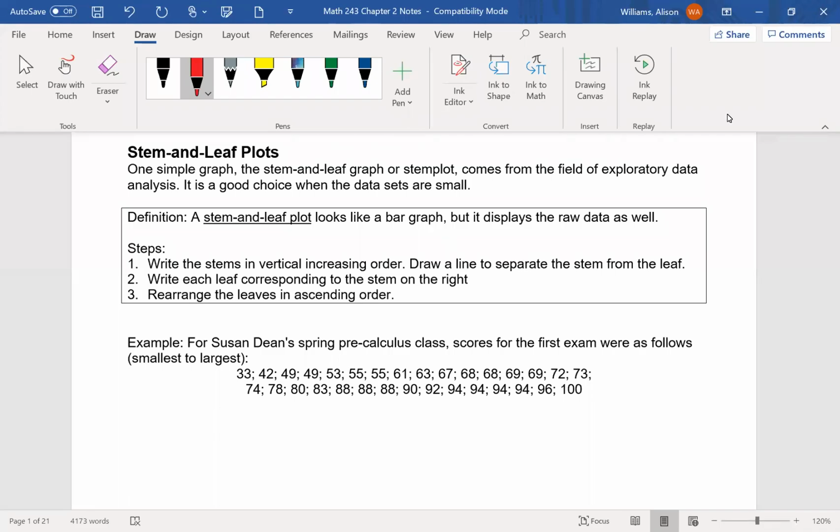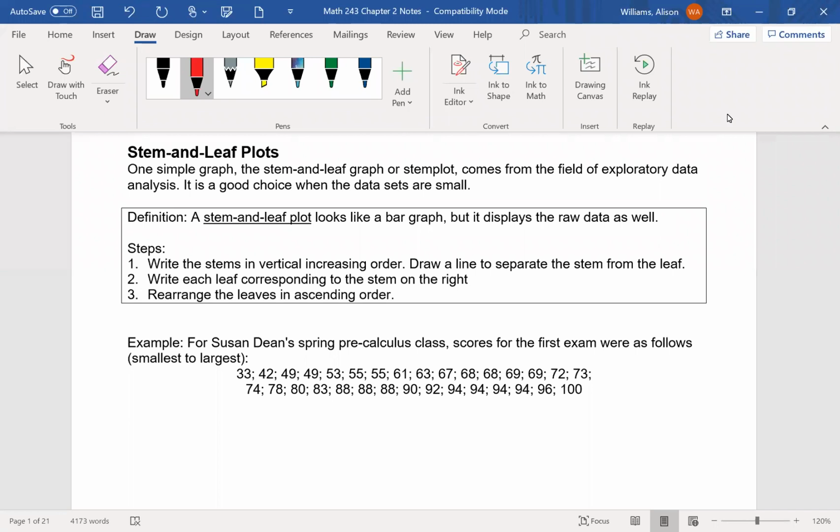In this video, I'm going to talk about stem and leaf plots. A stem and leaf plot is kind of like a bar graph, but it uses data to display how tall the categories are. In other words, how many data values are in the category as opposed to rectangles. As it mentions here, it's a good choice when we're looking at data sets that are small.